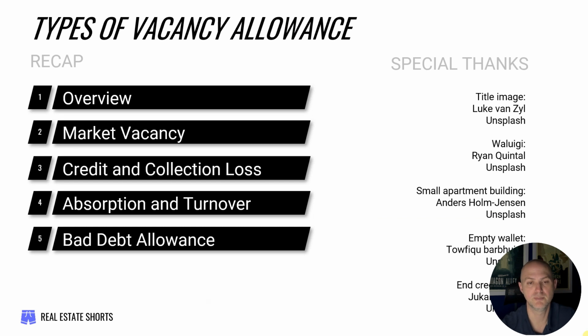So if we just take a big recap, vacancy allowance is this estimate of, generally speaking, you not collecting the revenue that you hoped you could. There are four main kinds: market, credit and collection loss, absorption turnover, and bad debt. Each one of them refers to a different measure of vacancy, and each one of them really tells you a story in a particular way about what's going on with your property or market at any given time.